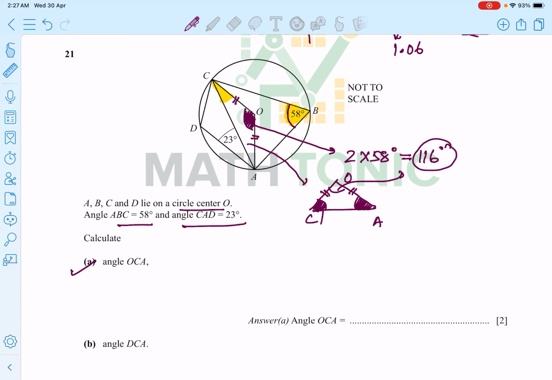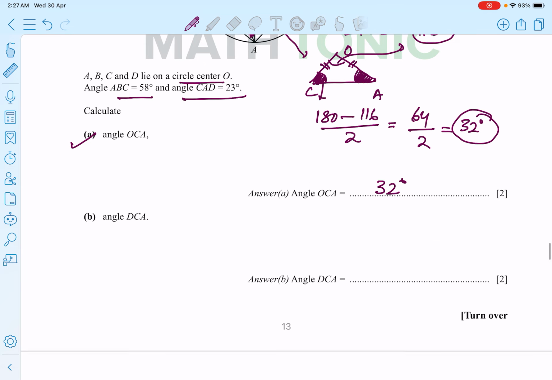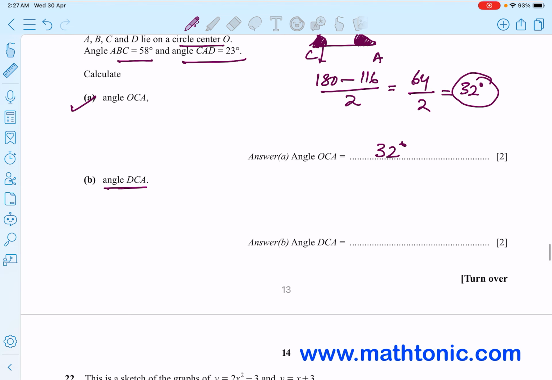So how to find each angle? We can say 180 minus 116. Then making it half. 180 minus 116 will be 64. 64 over 2, that answer should be 32 degrees. So OCA will be 32. Basically, this is also 32 and this angle is also 32 degrees. Got it, everyone? Yes. Next, find out the angle DCA.